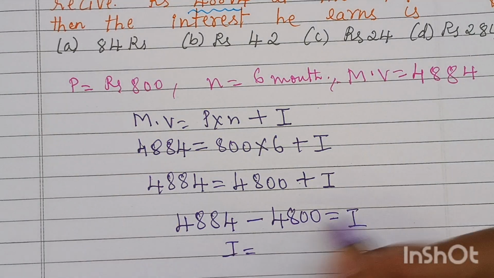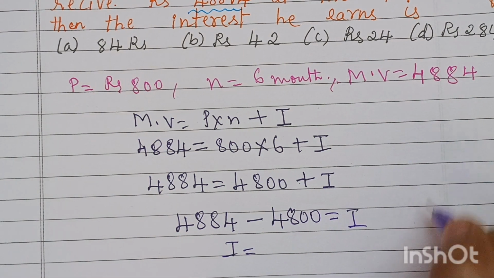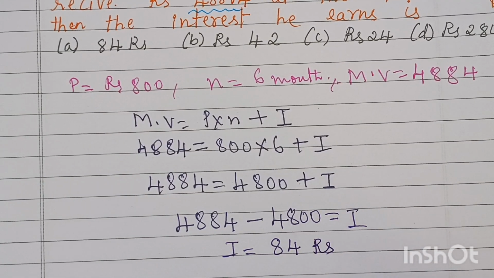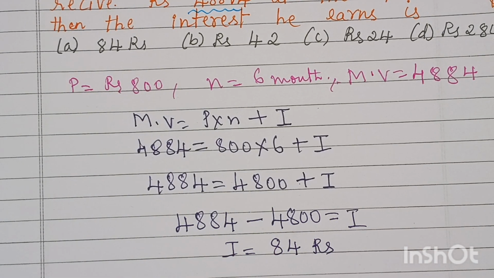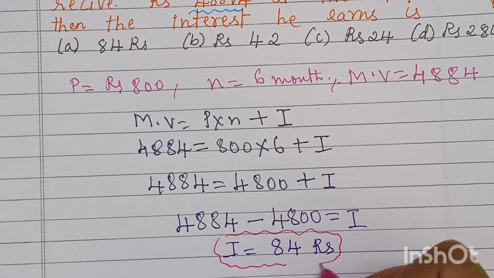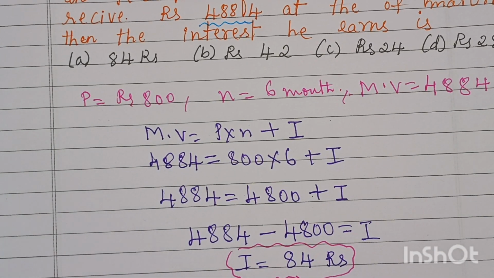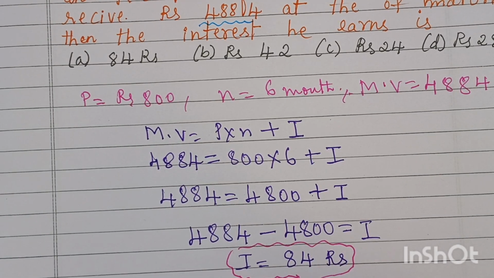Subtraction we don't do directly, a small mistake can happen. So write and subtract. Okay, you get 84. Every calculation, write it and do it on the side. It takes time, but still write and do it. Direct calculation can have mistakes. So our answer is interest 84 rupees. Which option? First option. So our answer is interest I is equal to 84 rupees.